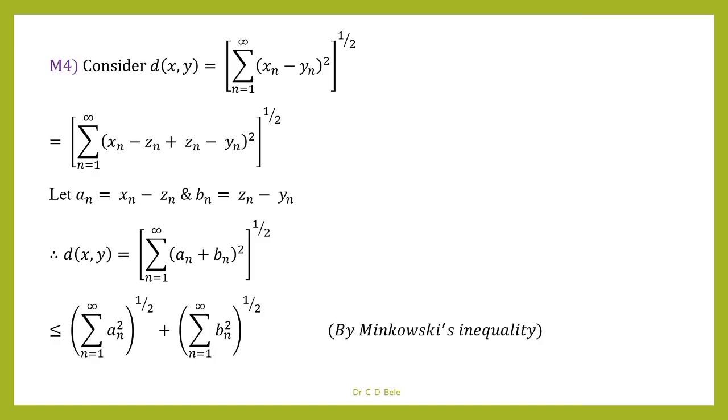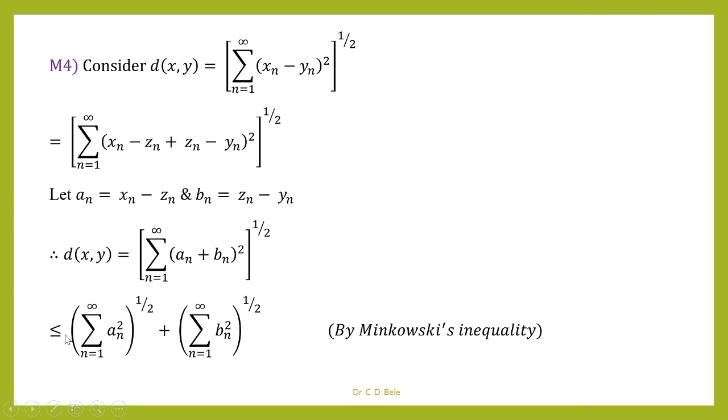Now next, triangle inequality. Consider d(x,y). This is equal to the summation of (xn minus yn) squared, n equal to 1 to infinity, raised to 1/2, by definition of d(x,y). Now here add and subtract zn. Now put xn minus zn as an and zn minus yn as bn. We get this value. Now apply the Cauchy-Schwarz inequality.